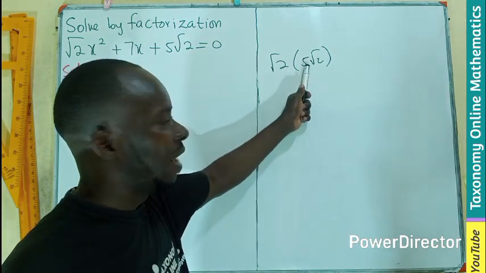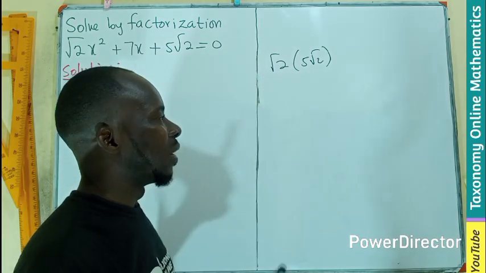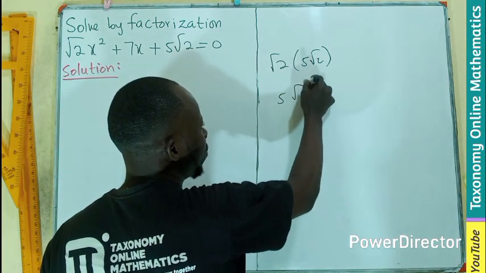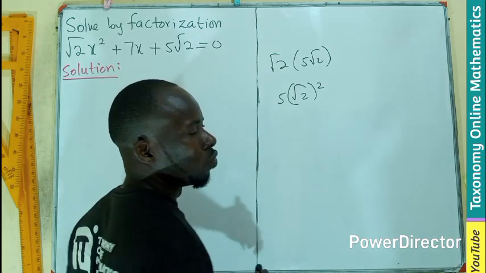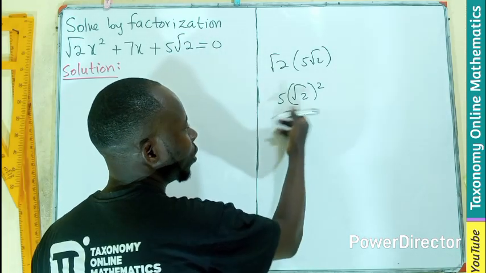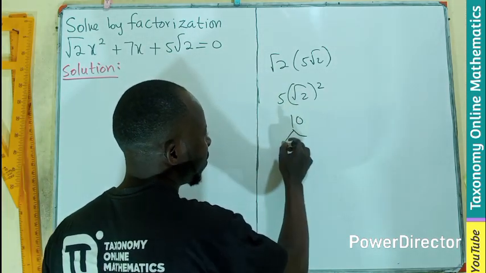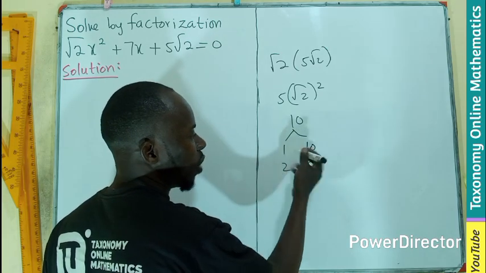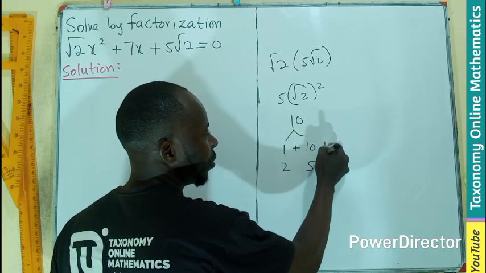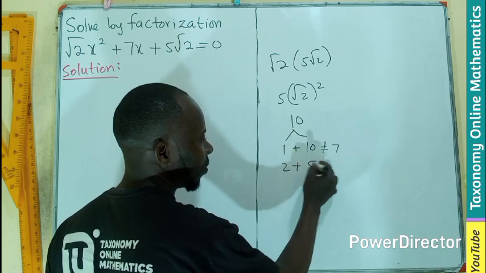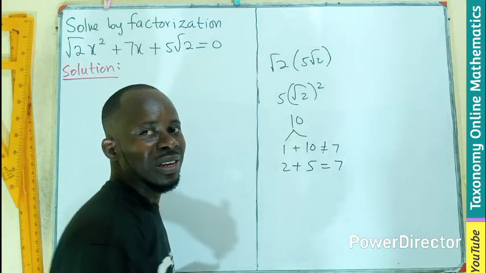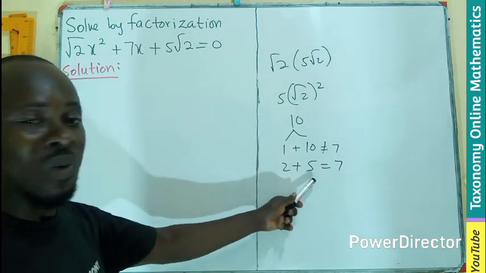Remember, this is 5 as a coefficient, 1 as a coefficient. So 5 times 1 is 5. Root 2 times root 2 is root 2 squared; the square cancels the root, so 2 times 5 is 10. These are the factors of 10. Which one will you add to get 7? If this pair is added it's 7, this one is 11. So we need only these two factors.